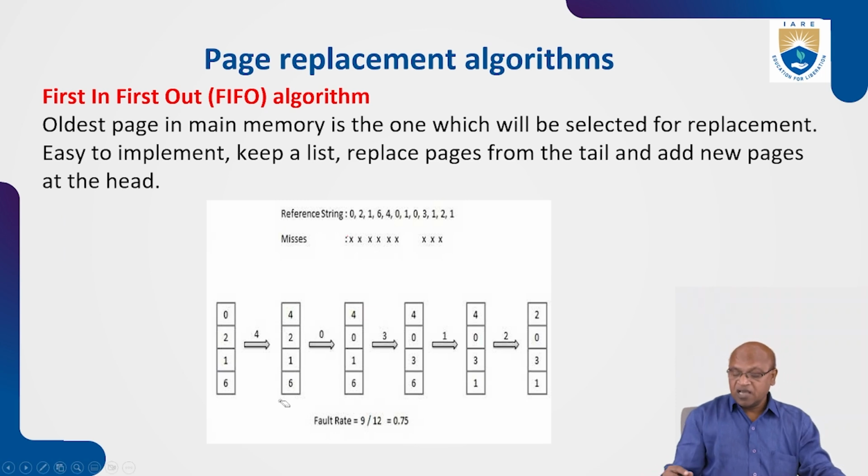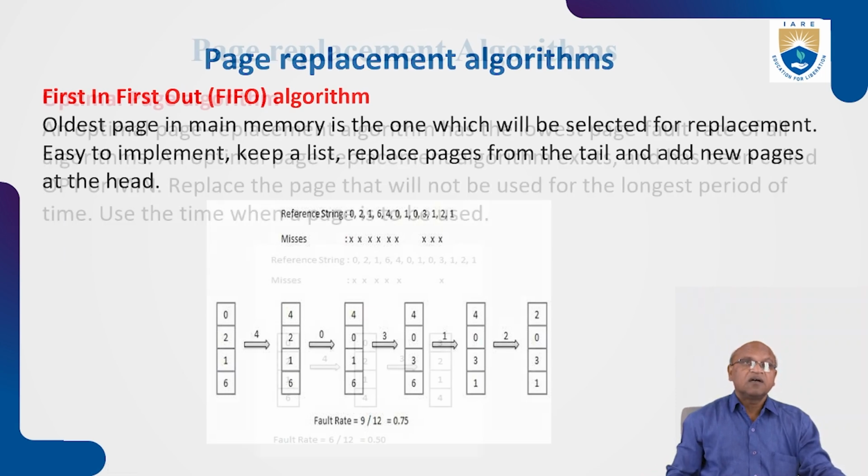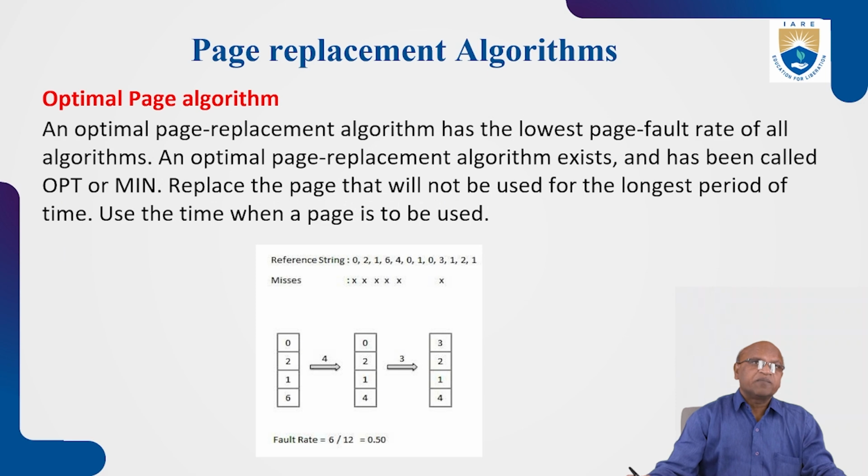So we'll go for another replacement algorithm, the optimal page replacement algorithm. An optimal page replacement algorithm has the lowest page fault rate of all algorithms. It exists and has been called optimal or minimal. Replace the page that will not be used for the longest period of time.